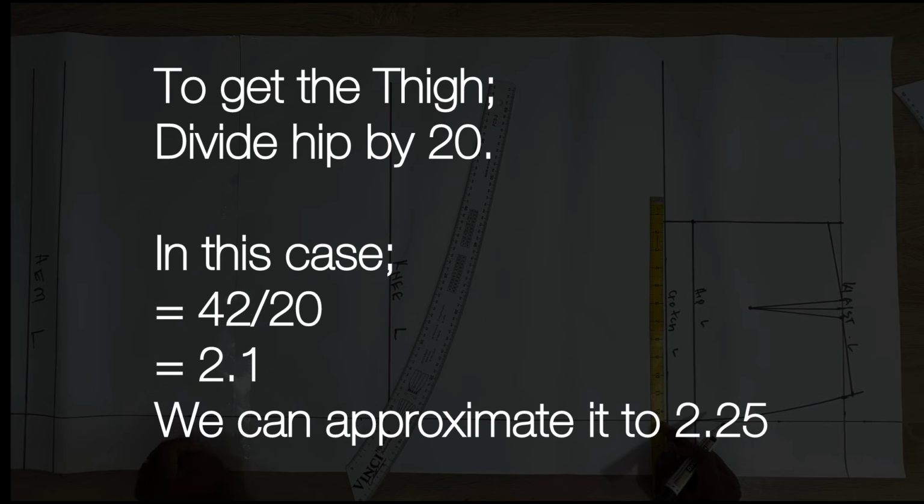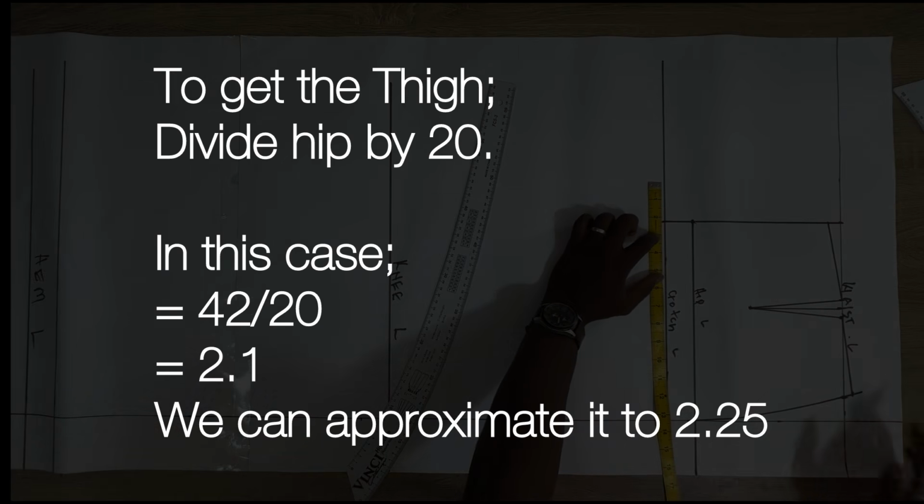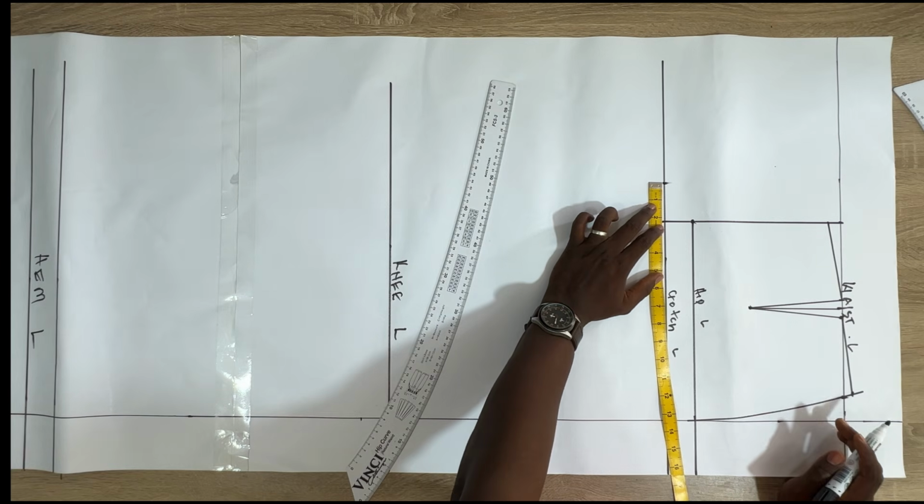There you go. Now to get the tie, you divide your hip measurement by 20. Please take note of all these measurements. In our case, our hip measurement is 42. Divided by 20 will give us 2.1, but then we are going to approximate it to 2.25. That's 2 1/4, because you can hardly get 2.1 on your tape. So 2.25, you can see that.